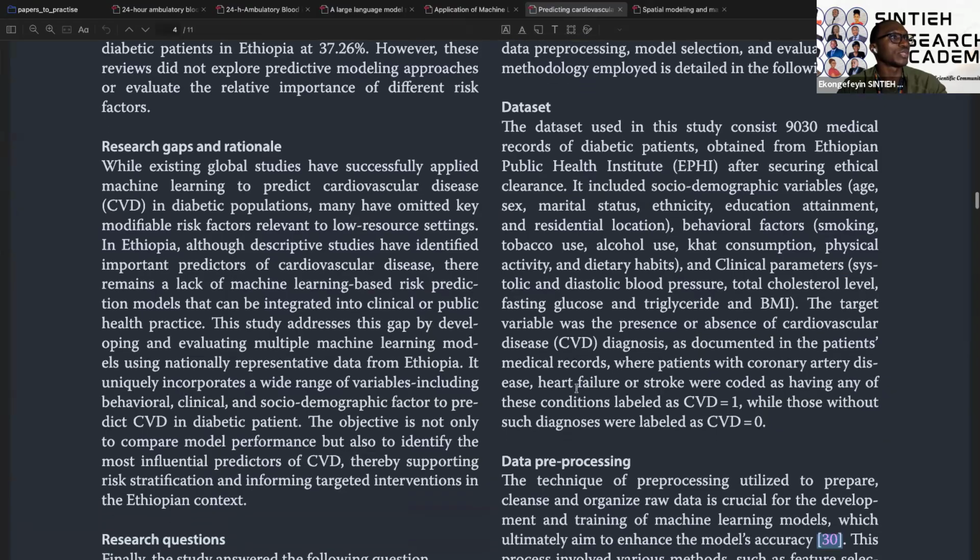If we look at it here, the target variable was the presence or absence of a cardiovascular diagnosis as documented in patients' medical records, where patients with coronary heart disease or stroke were coded as 1, and those without such a diagnosis were labeled as 0. Again, this is a retrospective study, and they have developed a composite grading to say somebody has a disease or not. You need to have those three things before you get a score of 1. So again, it's a retrospective design to test if somebody has a cardiovascular risk or not.